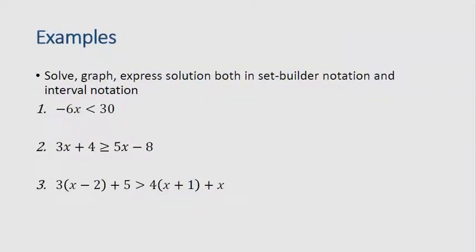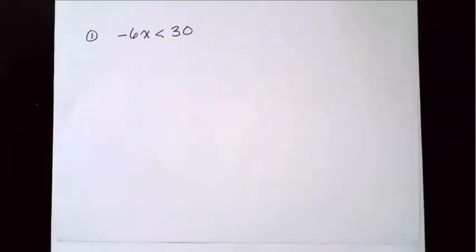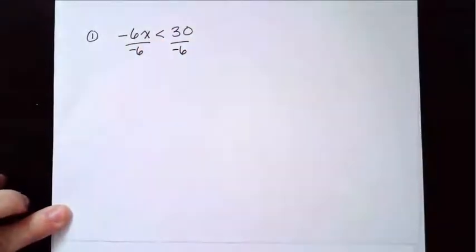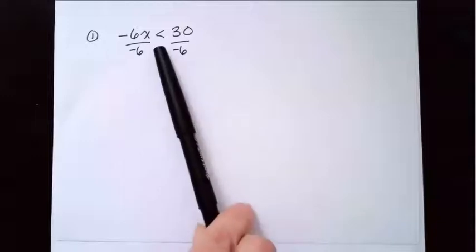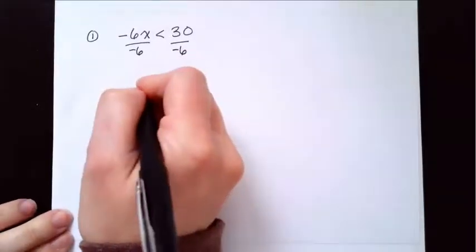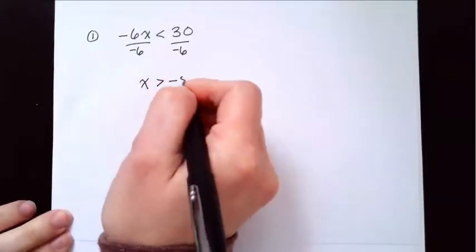All right, so let's take a look at these examples. We're going to practice solving, but also practice using our set builder notation and interval notation. The first one is negative 6x is less than 30. So this is very much like the example that we just talked about. So we just have one step to isolate x here, and that step would be to divide by negative 6. Now, since I'm dividing by a negative, I have to flip the direction of my inequality symbol. This inequality symbol is less than, so I'm going to rewrite it as greater than. So I have x is greater than negative 5.